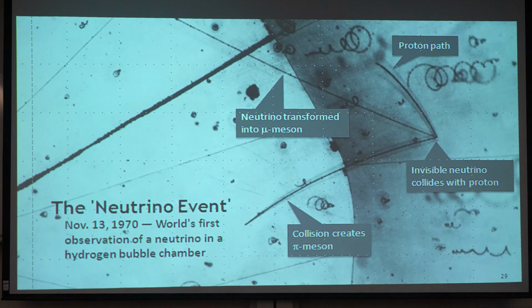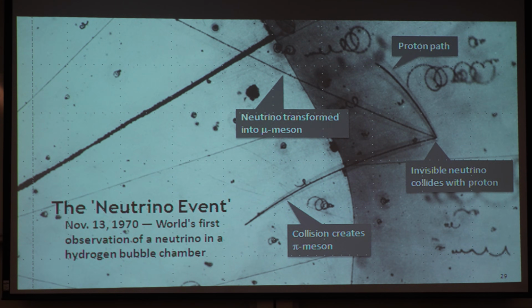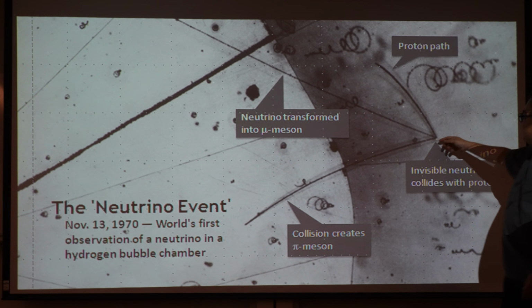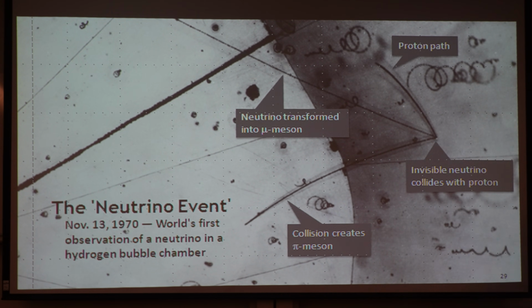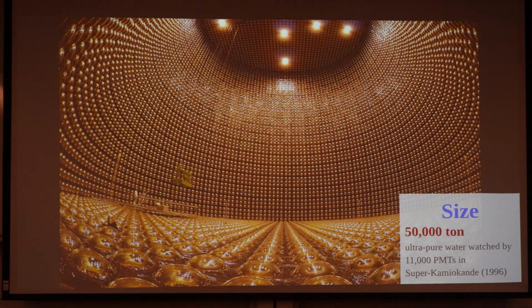Particle imaging detectors have been used for many decades. This is a neutrino interaction image. The neutrino came from the right-hand side and interacted, and you see these particle trajectories bend because of the magnetic field. This technique has been used for many decades.